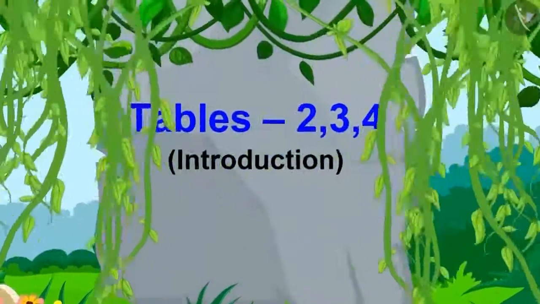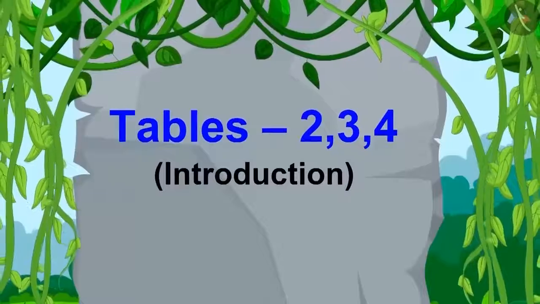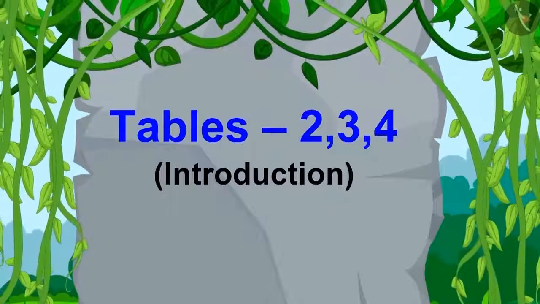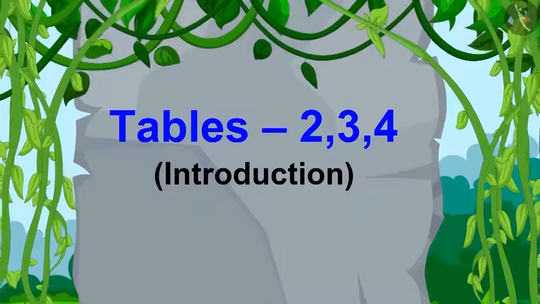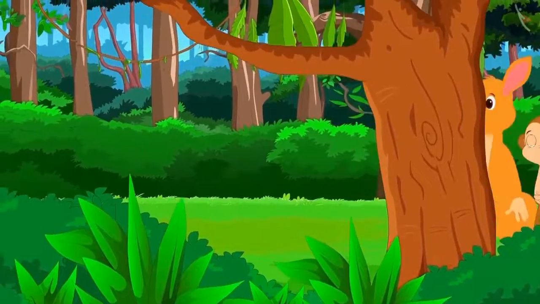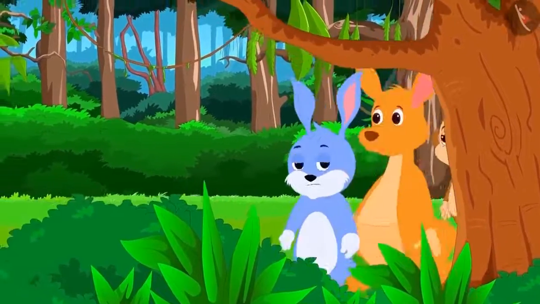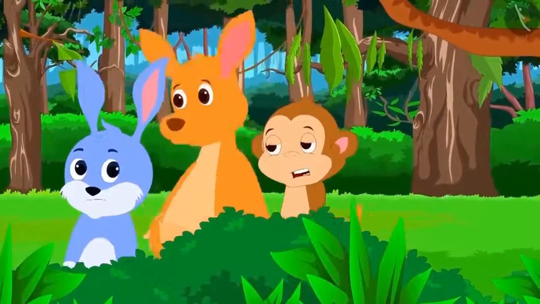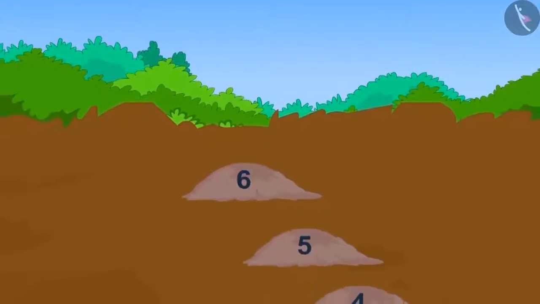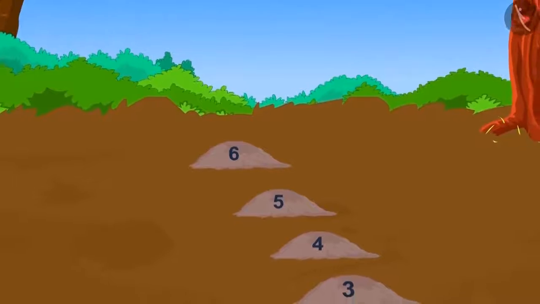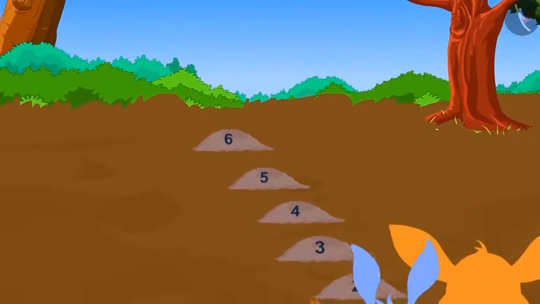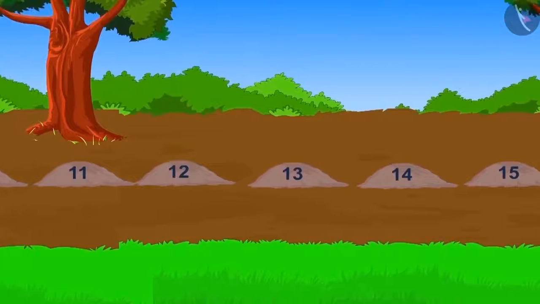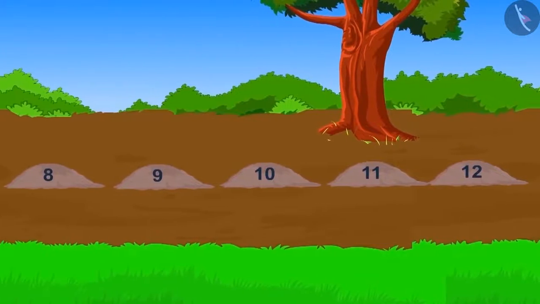Hello children, in this lesson, we will learn the tables of 2, 3, 4. One day, Bunny Rabbit, Kittu Kangaroo and Babban Monkey got lost in the jungle. They reached near a swamp while looking for their way. They saw some stones like this in the swamp.